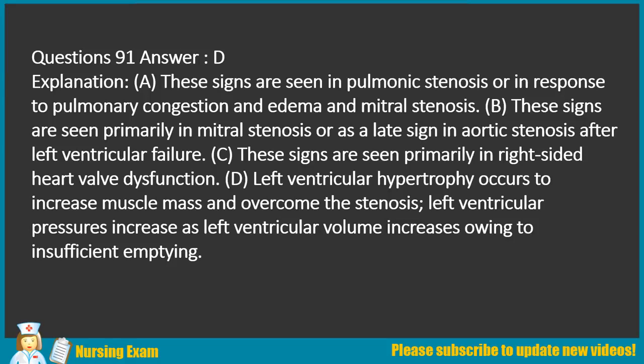A. These signs are seen in pulmonic stenosis or in response to pulmonary congestion and edema and mitral stenosis. B. These signs are seen primarily in mitral stenosis or as a late sign in aortic stenosis after left ventricular failure. C. These signs are seen primarily in right-sided heart valve dysfunction. D. Left ventricular hypertrophy occurs to increase muscle mass and overcome the stenosis. Left ventricular pressures increase as left ventricular volume increases owing to insufficient emptying.